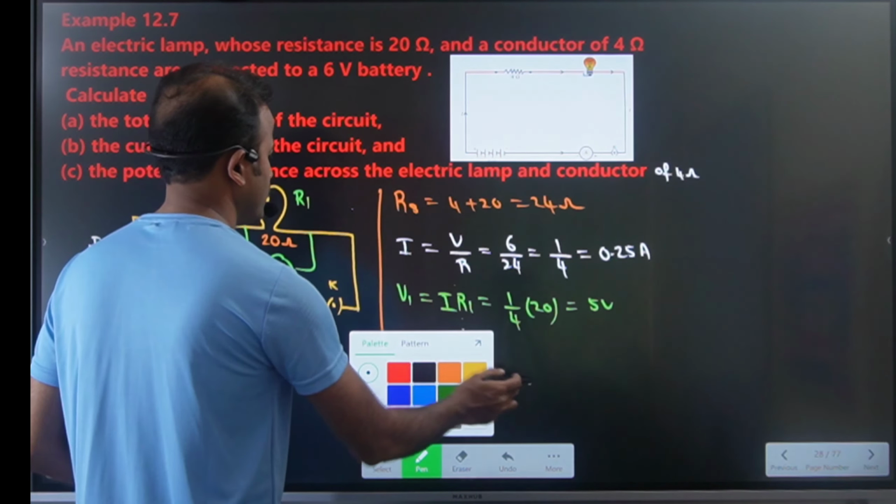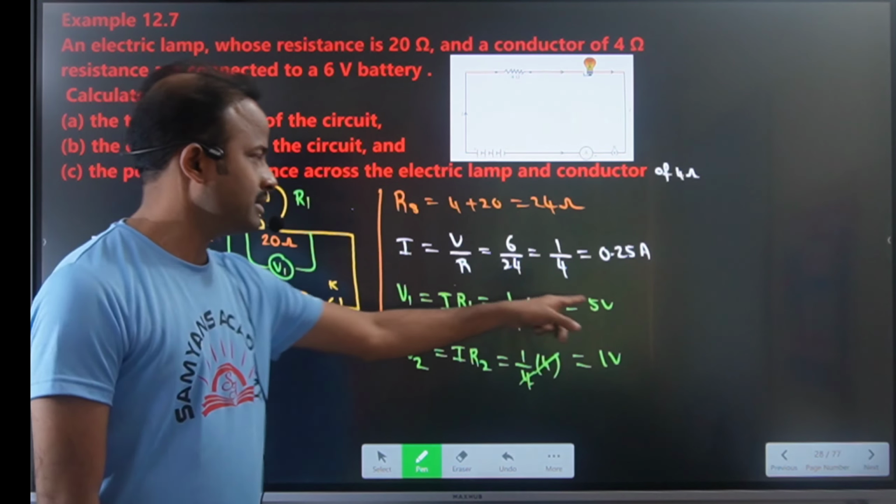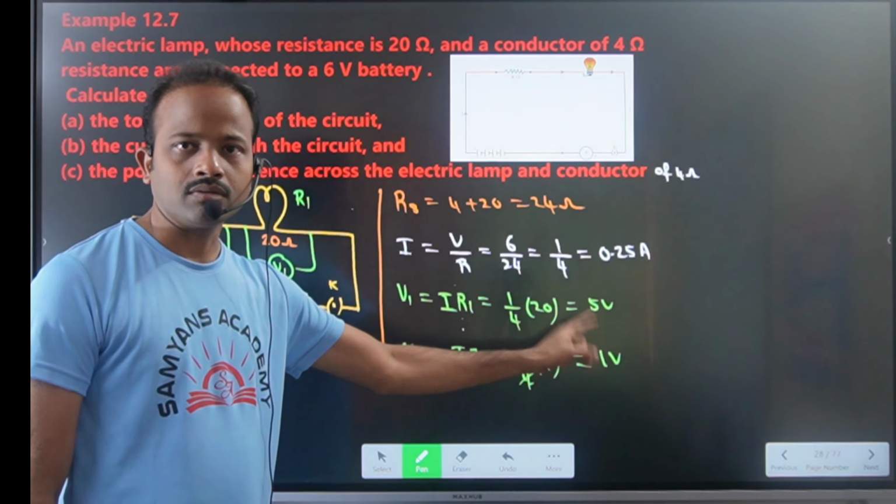V2 equal to I into R2. I is the same, right? V2 is the voltage drop across the 4 ohm resistor. Here the R value is 4, the I value is 1 by 4, the 4 gets cancelled, then what will you get here? 1 volt. When you add these two voltage values, 5 plus 1, you will get again the source value, that is 6 volt.